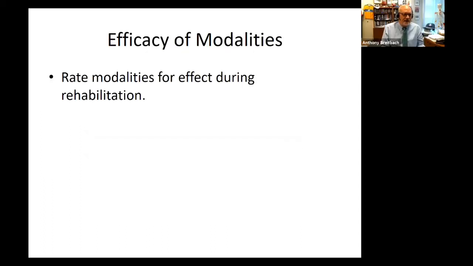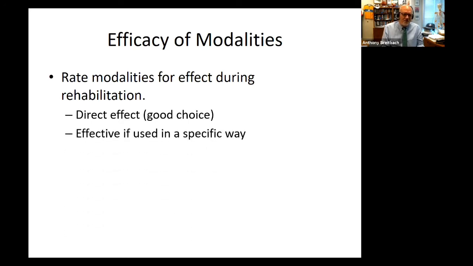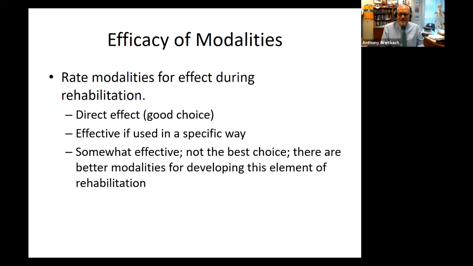So, efficacy of modalities. A lot of times they're rated for effect during the rehabilitation process. If they have a direct effect, that's a good choice. For example, one of the reasons we use cold is that it takes away pain. It decreases nerve conduction velocity. It decreases pain. That's a direct effect, and that's why it's a good choice for pain. Some are only effective if they're used in a specific way, and that's a little less efficacious. And then some are somewhat effective, may not be the best choice, and you may want to look at other therapeutic modalities as you move forward.